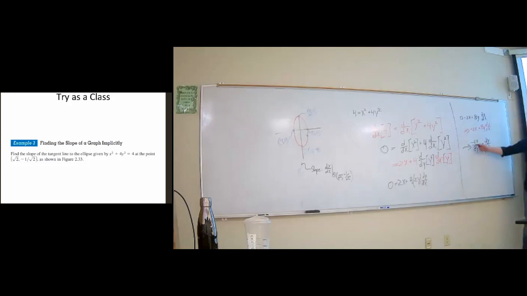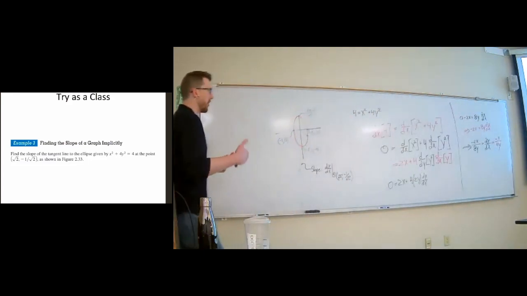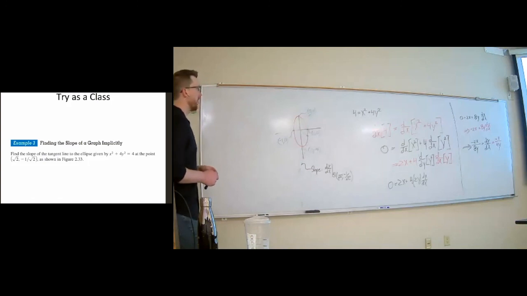Really quickly, notice we can simplify this some more. We can rewrite this as negative x over 4y. So this is what dy/dx is equal to as a function. And we're given the point we want the tangent line to be at. We're given the point we want the line that is tangent to.